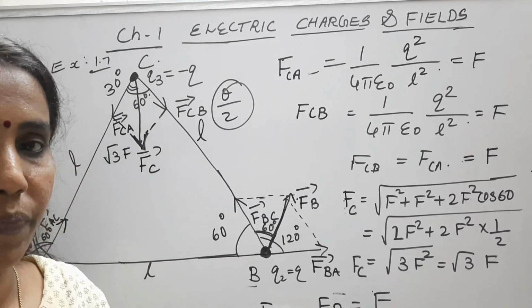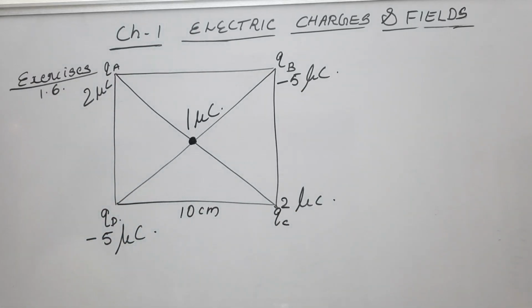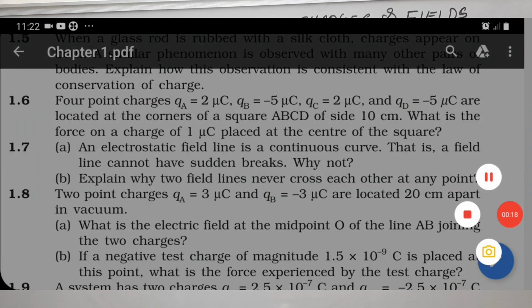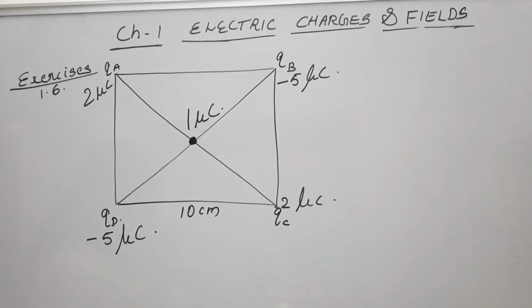Now we move on to exercise questions. So now we discuss exercises. Question number 1.6. Let's go through the question first. Four point charges QA equal to 2 microcoulomb, QB equal to minus 5 microcoulomb, QC equal to 2 microcoulomb and QD equal to minus 5 microcoulomb are located at the corners of a square ABCD of side 10 centimeter. What is the force on a charge 1 microcoulomb placed at the center of the square?